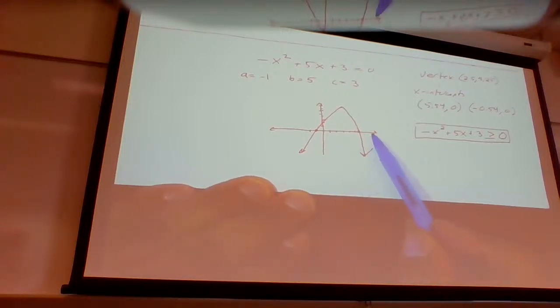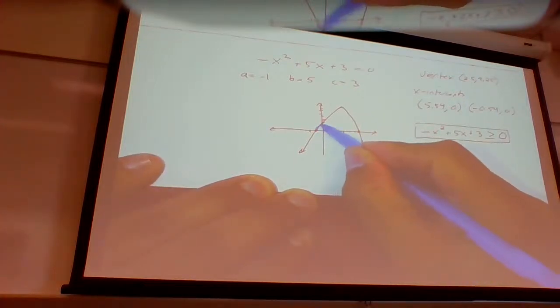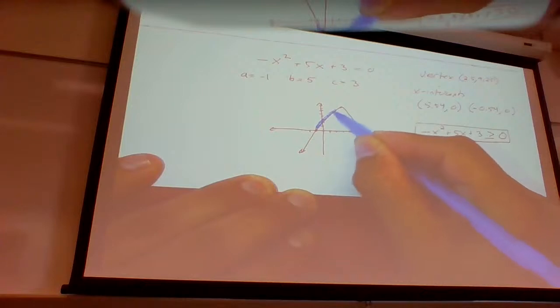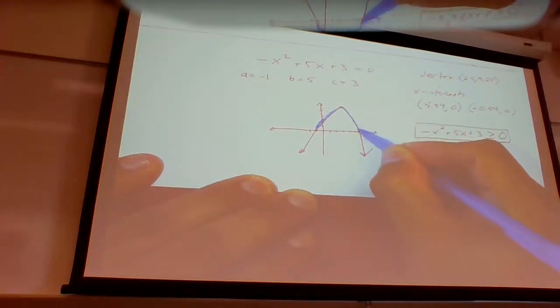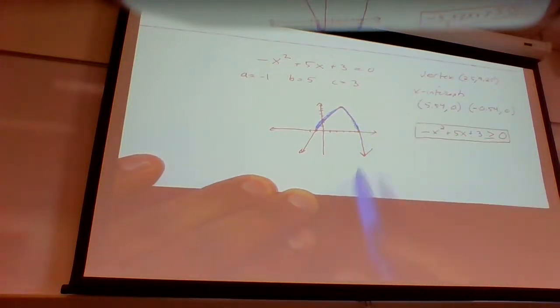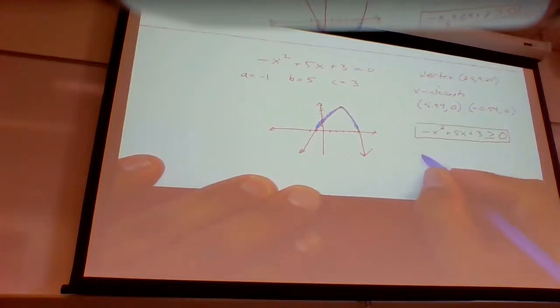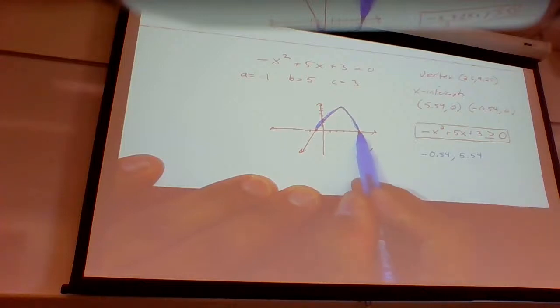When is the graph greater than 0? Is it above or below 0 when I say greater than? Above. So this is my answer. Everything above 0. Where does that answer begin? Negative 0.54. Comma, where does that answer end? 5.54.